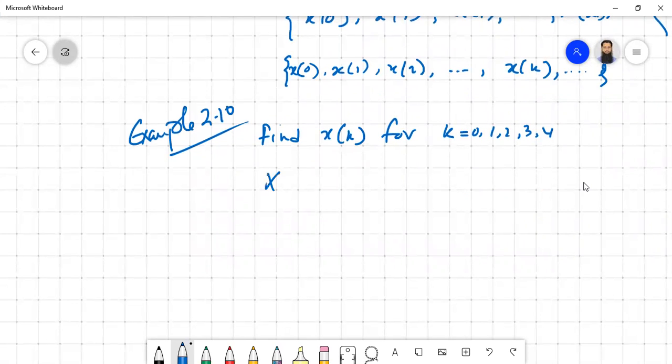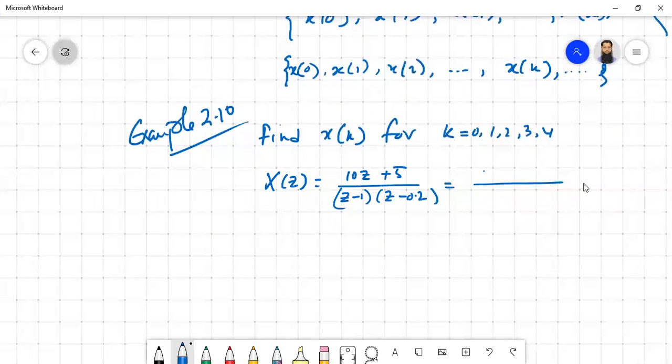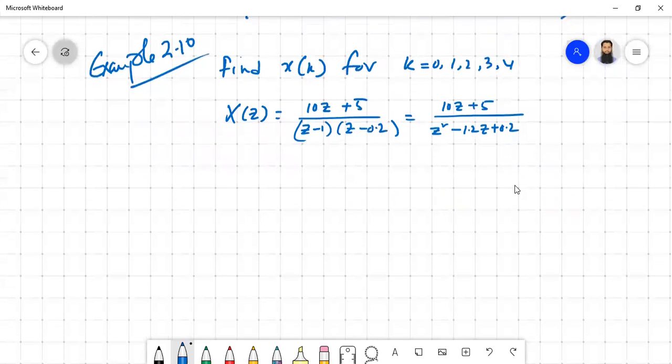And the X(z) is given. X(z) is 10z plus 5 divided by (z minus 1)(z minus 0.2). Now just multiply, and then 10z plus 5, and you have z square minus 1.2z, then you have plus 0.2. Okay, so sorry, 0.2 only rather.